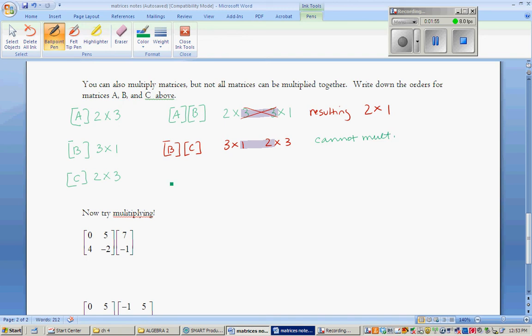Let's try what happens if you do A times C. That would be a 2 by 3 matrix multiplied by a 2 by 3 matrix. So even though they're the same size and we could add them together, taking a look at those two central numbers, they're not the same. So we also can't multiply these.